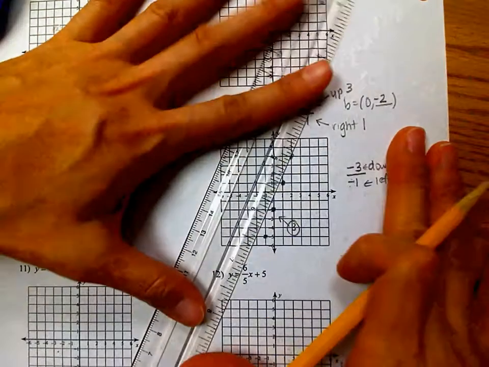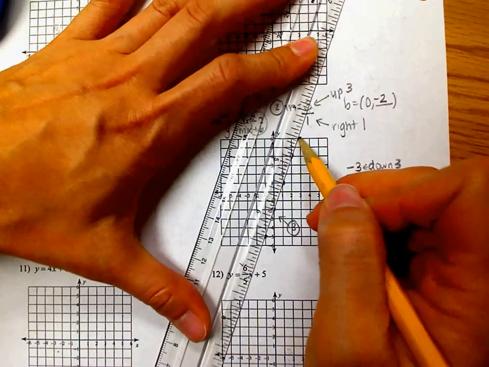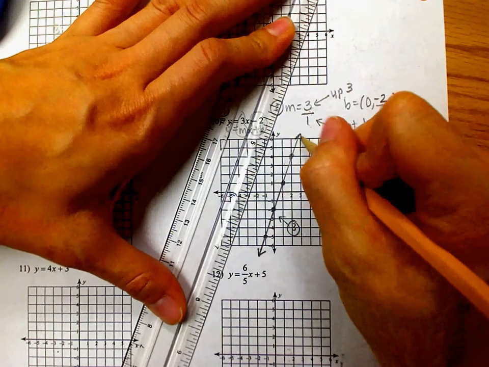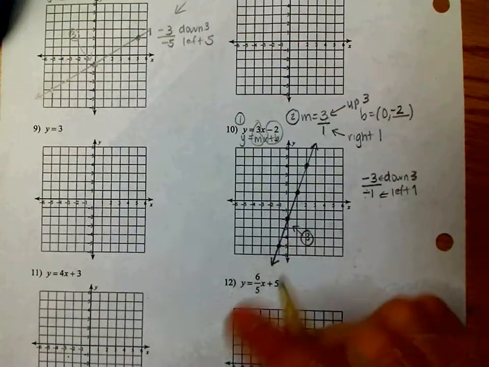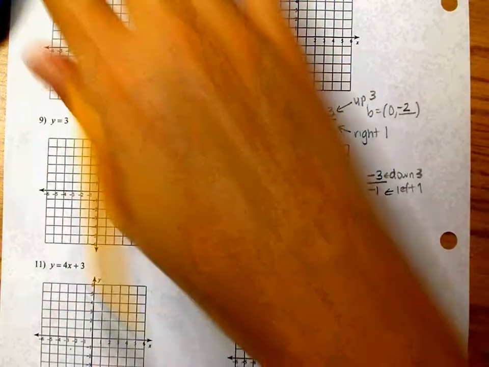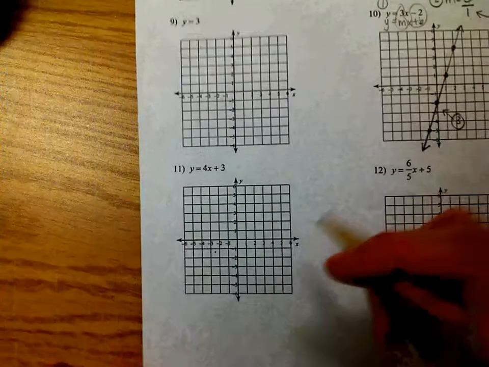And I am ready, and these are all constant rates of change, so I'm ready right here to create my line. And that is what y equals 3x minus 2 looks like when you graph it. Okay, and let's see, 11. Let's go to number 11.